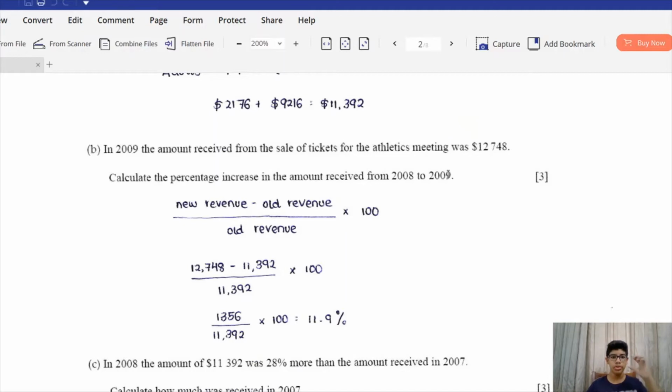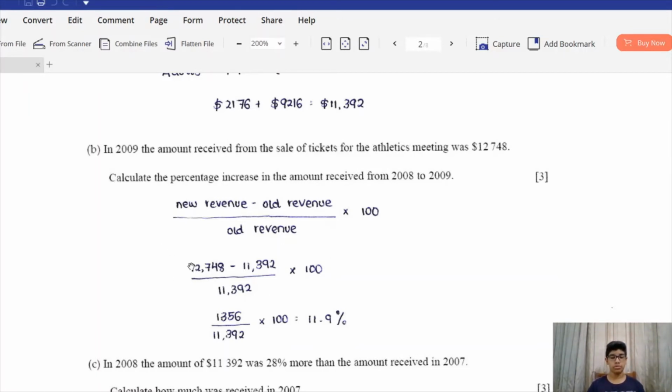Part B. In 2009, the amount received from the sale of tickets for the athletics meeting was $12,748. Calculate the percentage increase in the amount received from 2008 to 2009. So basically you're going to use the formula new revenue minus old revenue over old revenue multiplied by 100. So 12,748 minus 11,392 over 11,392 times 100.